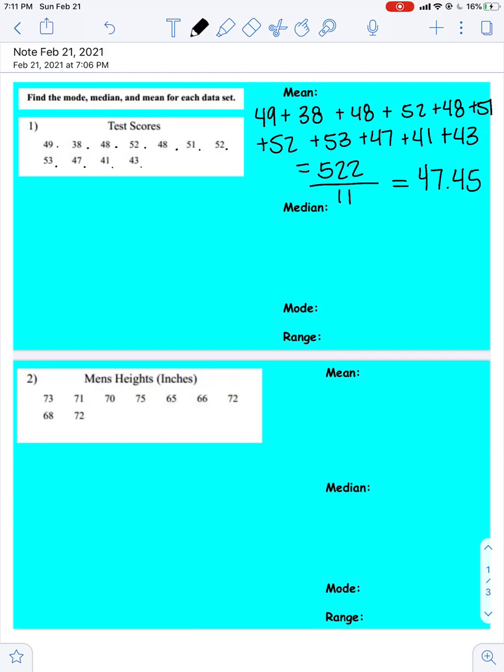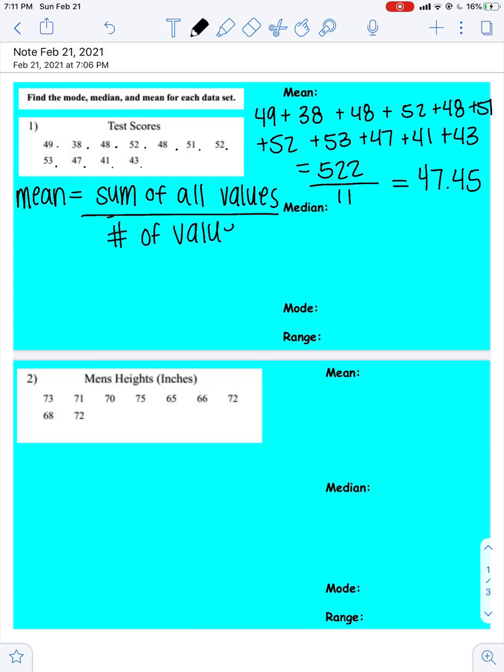Now, if you get just like 47.5, then you can leave it as 1 decimal. But if you get more than 2, round to 2. So the mean is the sum of all values over the number of values. So that is how we find the mean. We add everything together and then divide by the number of things we have, okay?